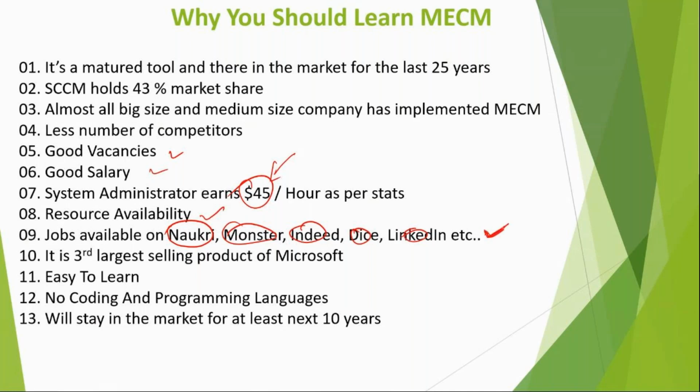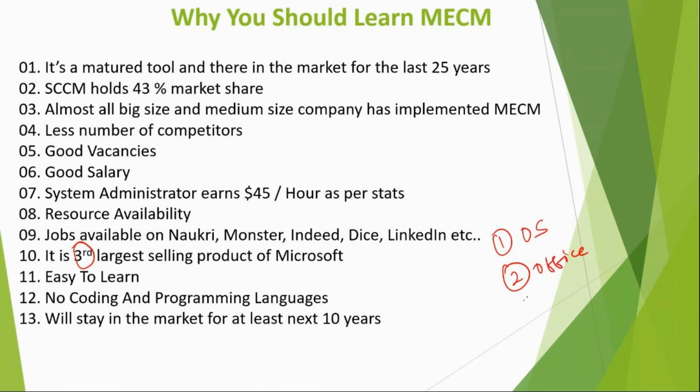So if you take 10 interview calls, right? If you take 10 interviews, you will definitely get selected in one of the companies. Okay, at least sit for 10 interviews. Now it is the third largest selling product of Microsoft. Microsoft is selling products. What all products they are selling? They are selling operating system, number one. They are selling Office, number two, right? And the third is MECM, the third largest selling product of Microsoft.